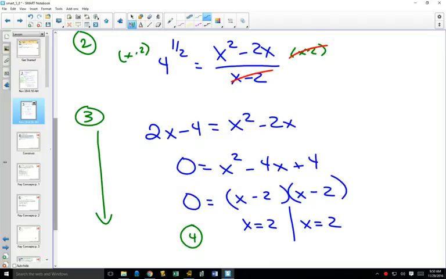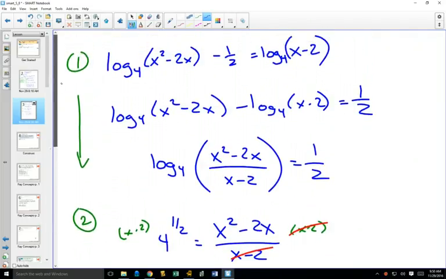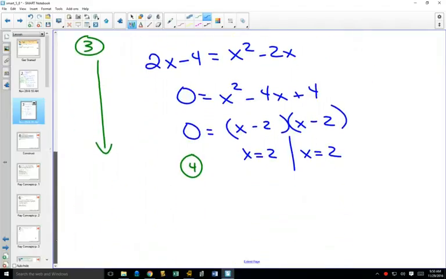To check your answers, you've got to plug those answers, which are the same answer, back into the original equation. Again, that's an important thing. You're always plugging right back into our original equation. And here, when we plug in 2, we get log of 0. That means that these can't be solutions. And when all of them cancel out, it's nice to write at the end that there is no solution.